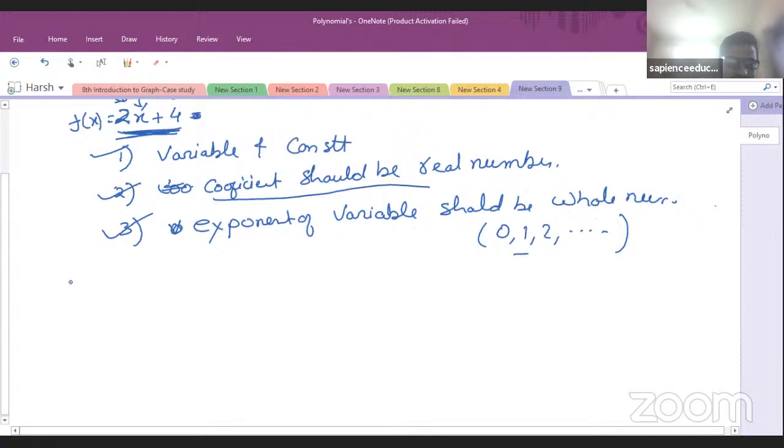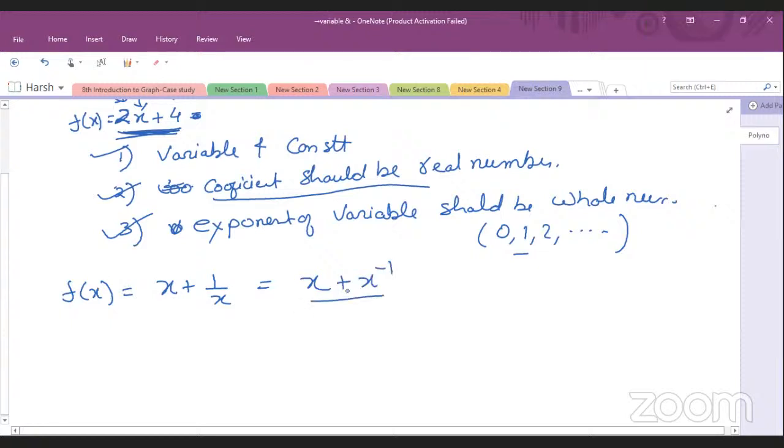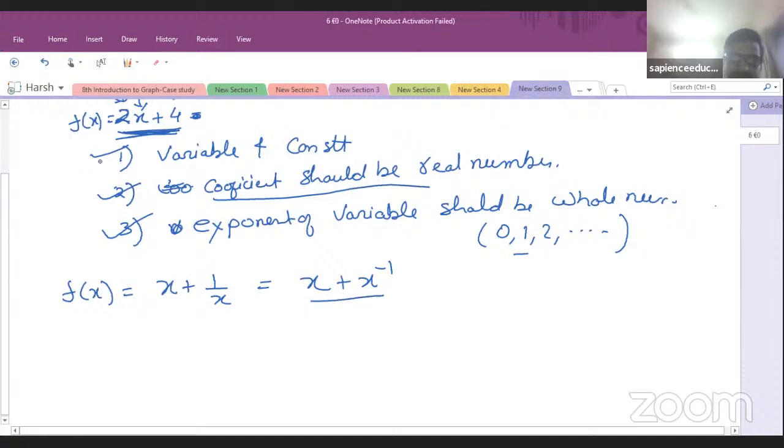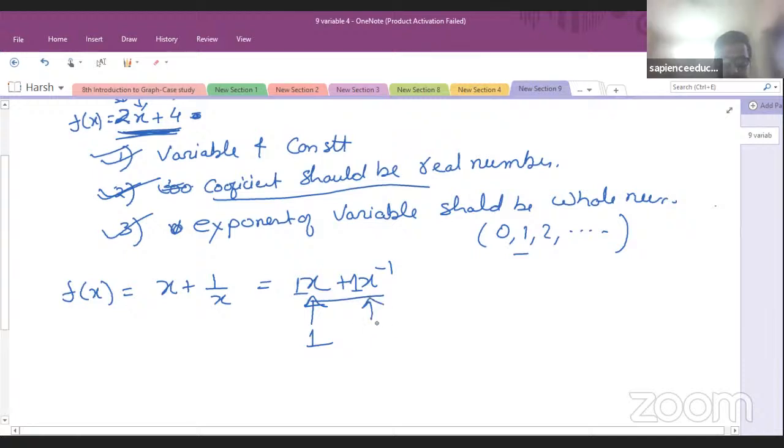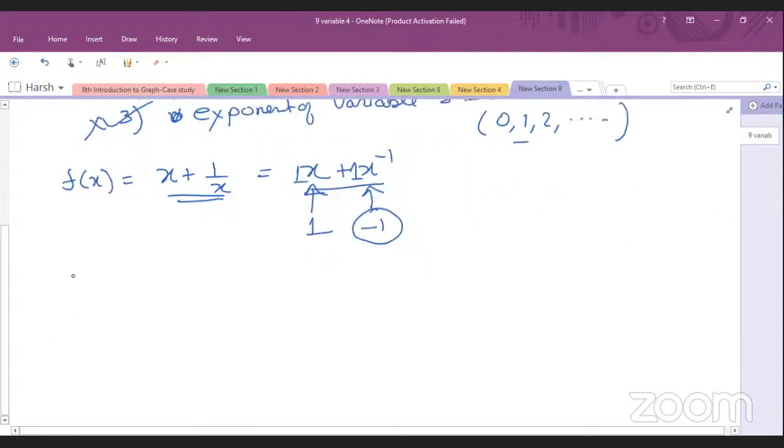Now I'll give you one more. Haripriya, you'll have to respond. If I write x plus x to the power minus 1, correct? The variable is there, so this condition is satisfied. The coefficient of the variable is a real number: here it is 1 and here also 1. So the second condition is also satisfied. Now the exponent of the variable should be a whole number. Here it is 1, and here it is minus 1. Minus 1 is not a whole number, so this condition is not satisfied. That means this is not a polynomial. Correct?